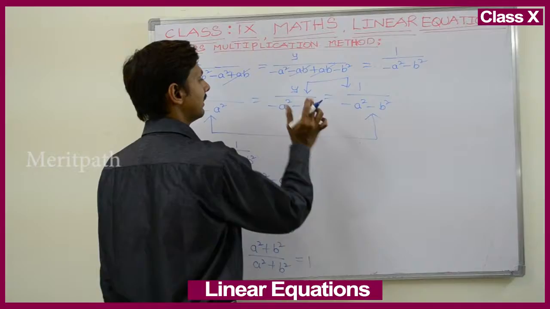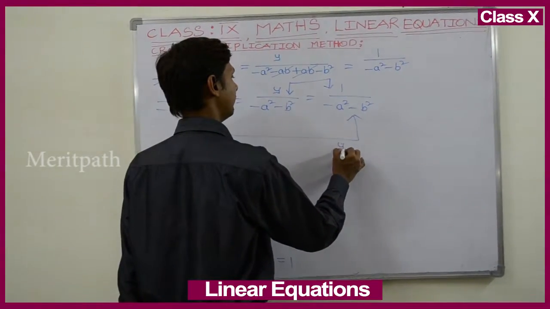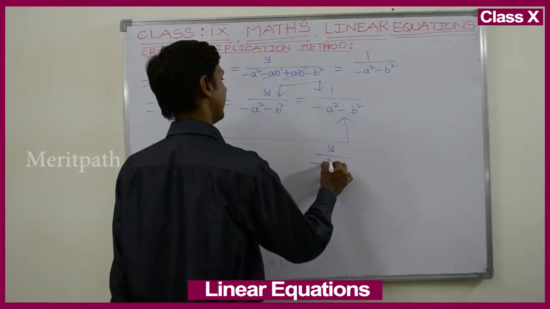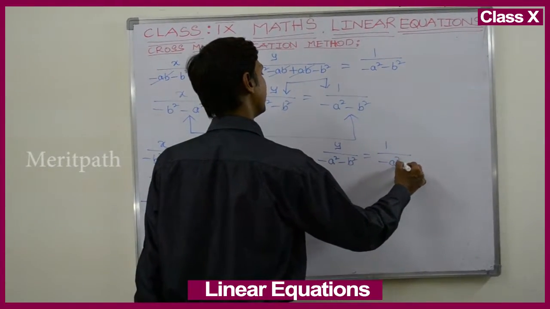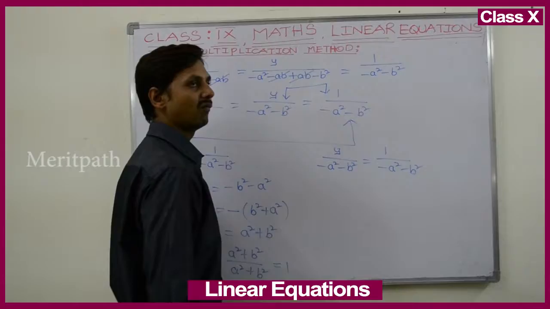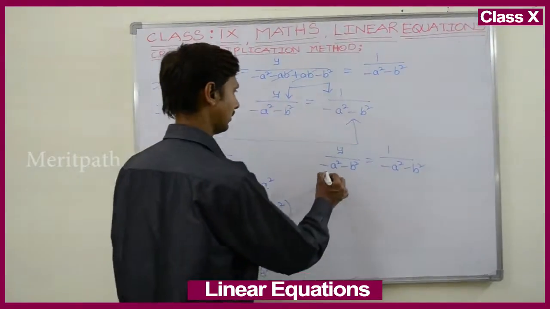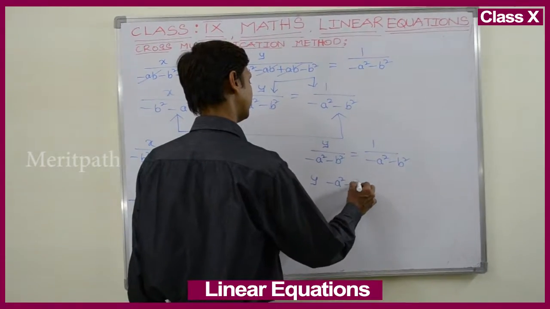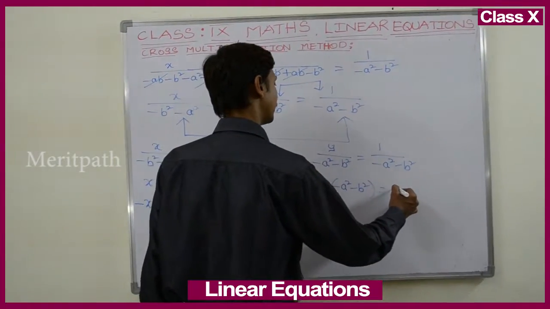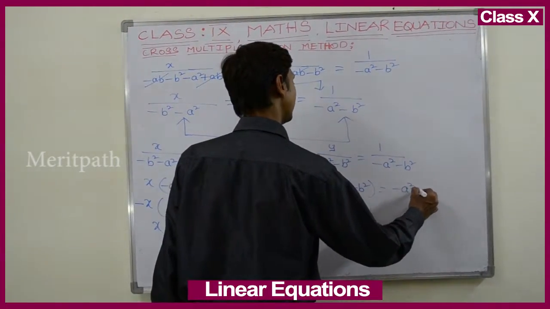When we simplify the second part, y by minus a square minus b square is equal to 1 by minus a square minus b square. When we do cross multiplication of it, y into minus a square minus b square is equal to 1 into minus a square minus b square.